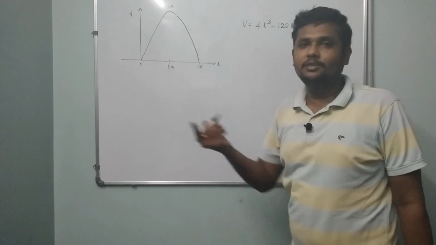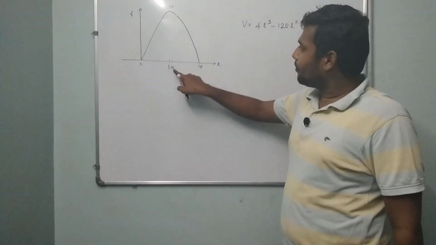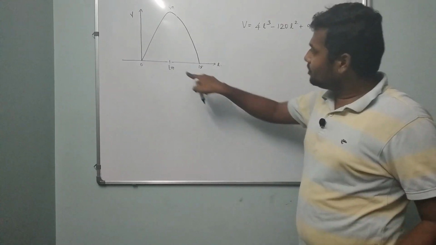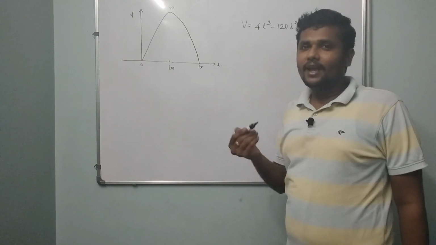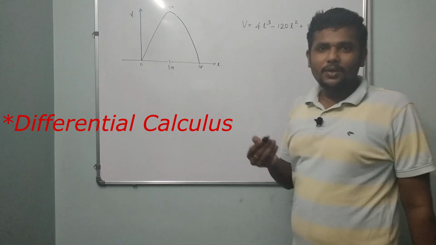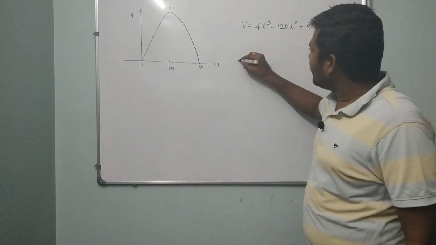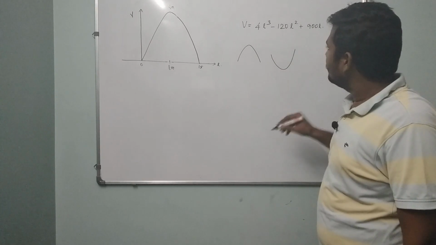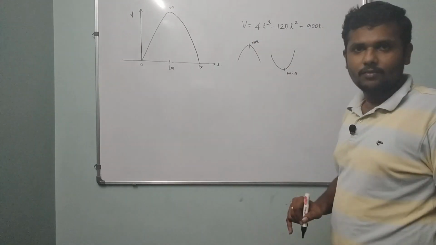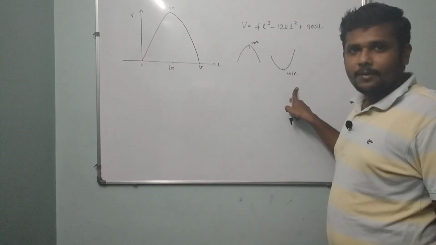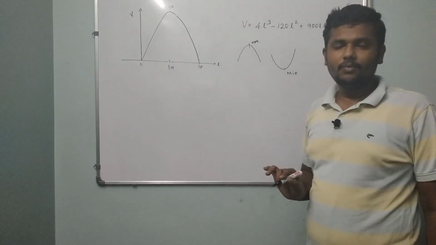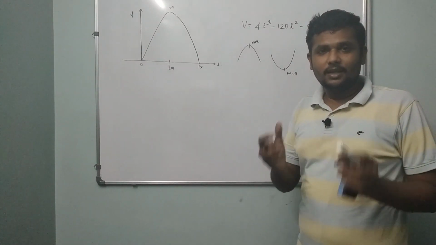Let me call it the maximum length. So I am going to find out this Lm only, right? To find out this Lm, I am going to take the help of differential calculus. What differential calculus is telling here is, whenever you have a curve like this, this point is called a maximum point and this point is called a minimum point. At those points, the rate of change of this curve is going to be 0. This is what differential calculus is saying.